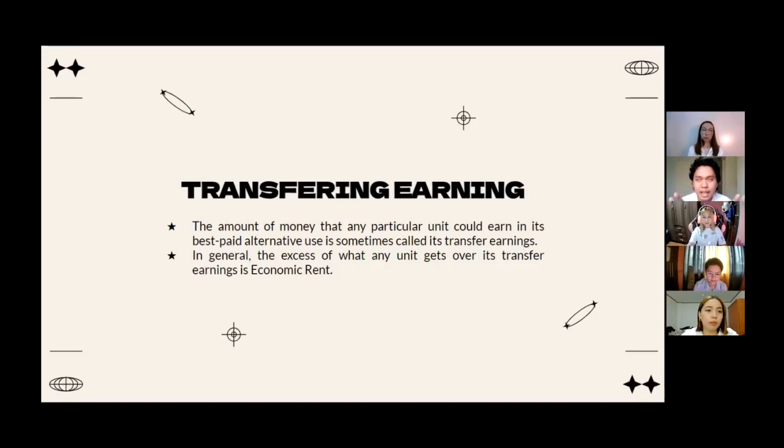This is actually the amount of money that any particular unit could earn in its best paid alternative use, sometimes called the transfer earning. So in general, the excess of what any unit gets over its transfer earnings is economic rent. Next slide, please.